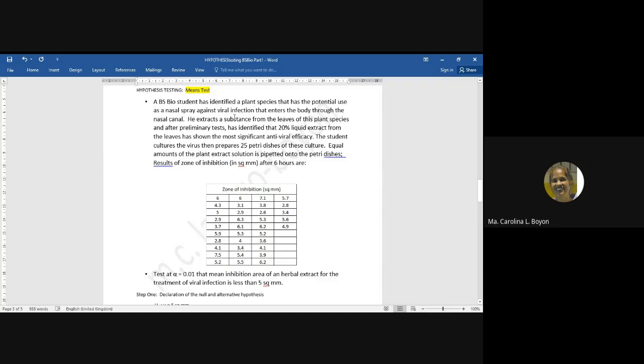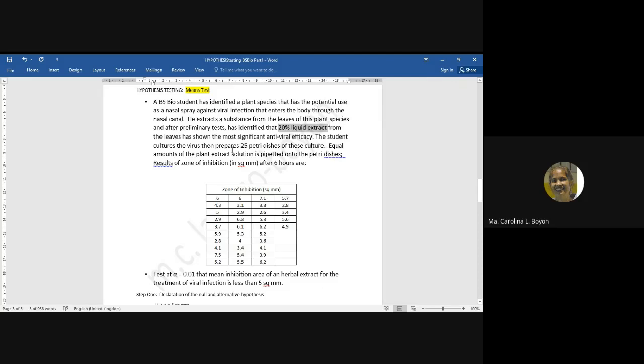And preliminary tests done by this same bio student identified for him or her that a 20% liquid extract of the leaves has the most significant antiviral efficacy potential. Okay. So what does that bio student do?